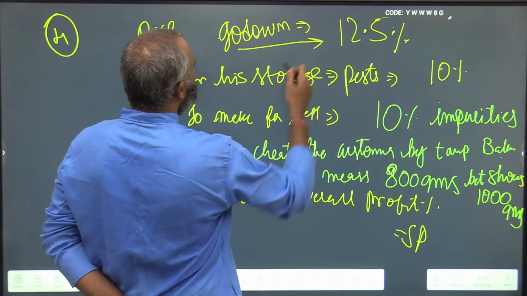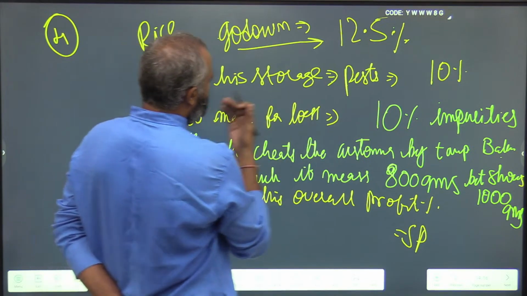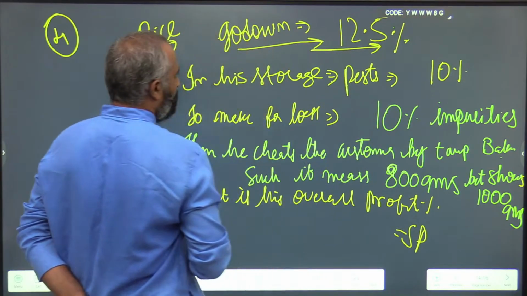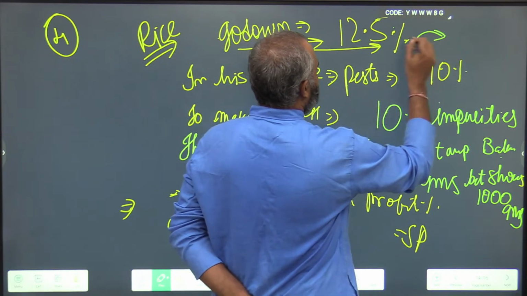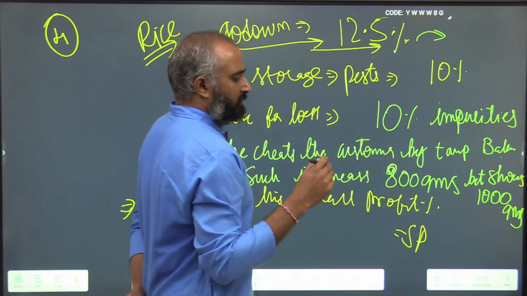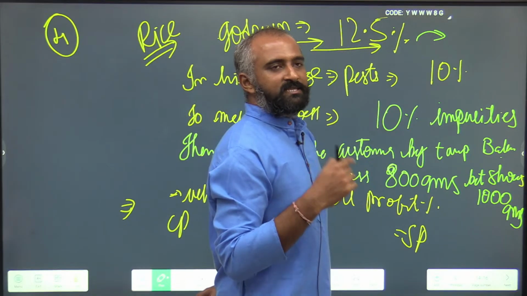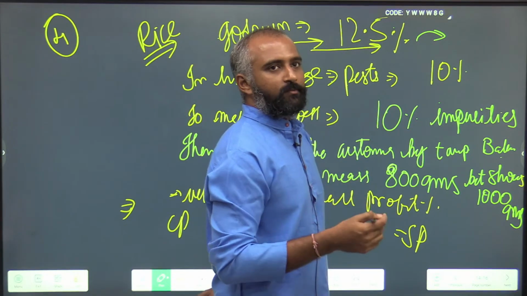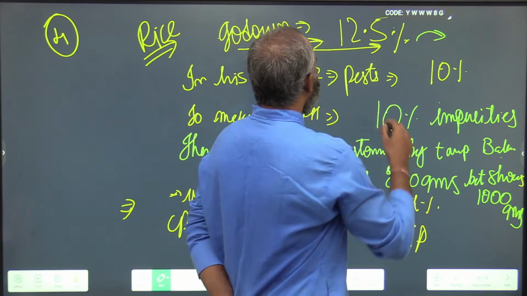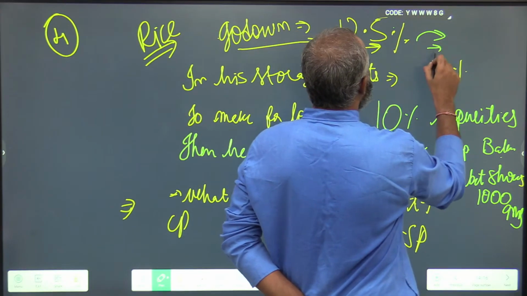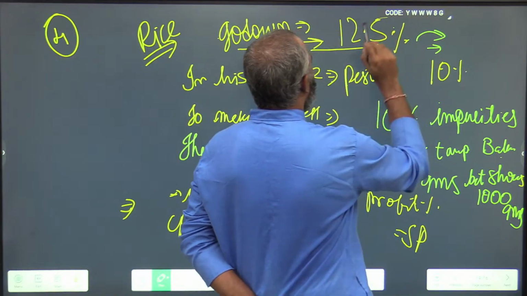So from his wholesaler godown, he got a discount of 12.5%. 12.5% is 1/8. Tell me, is this discount profitable for him or a loss for him? Discount is always good, because he is getting it from the wholesaler. So this discount is good. That means he should earn a profit from this.